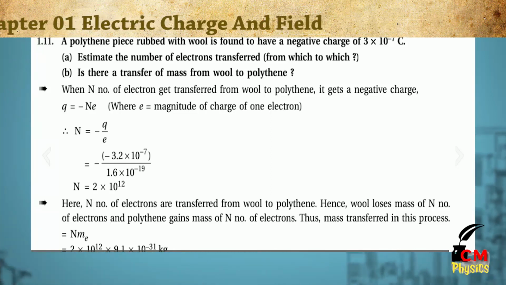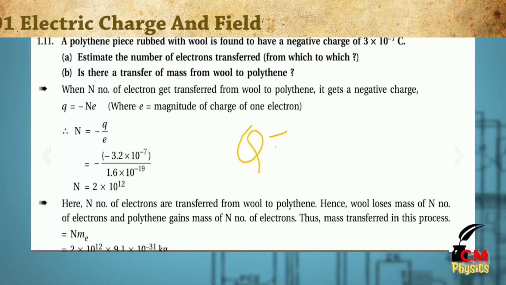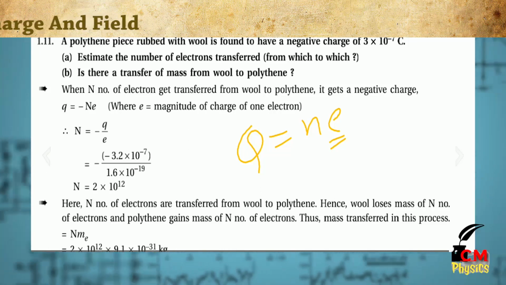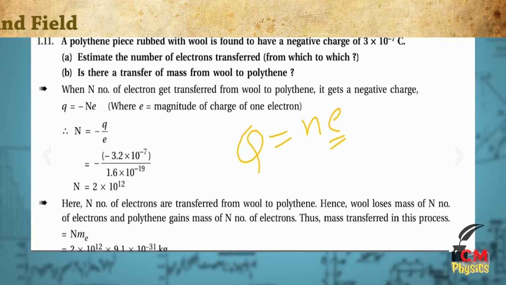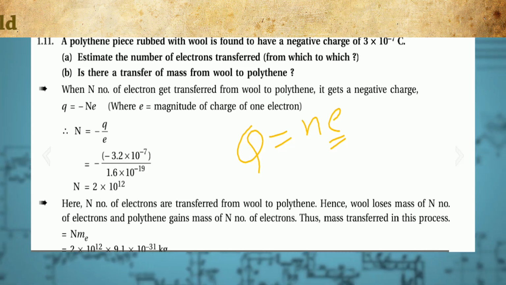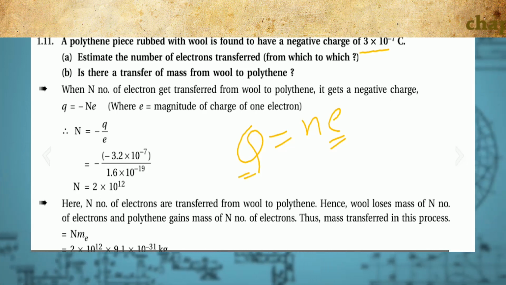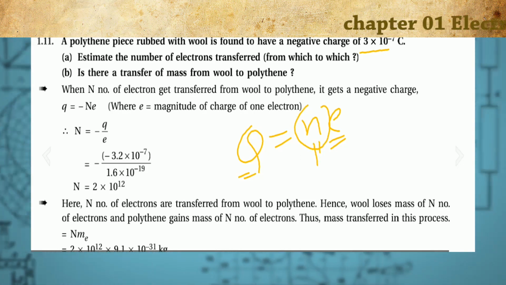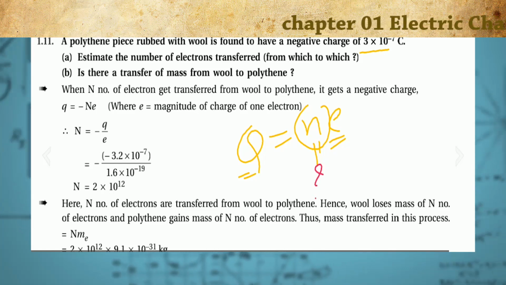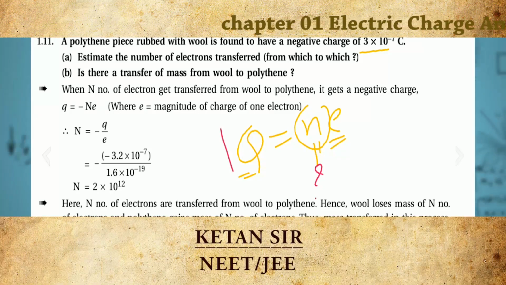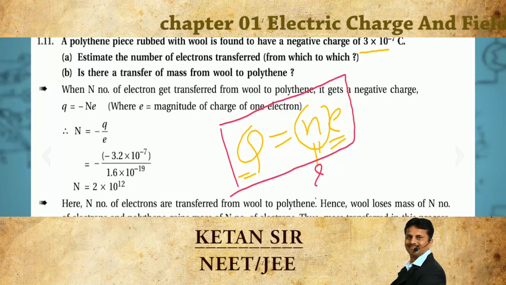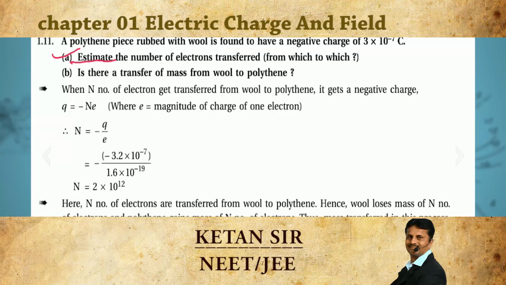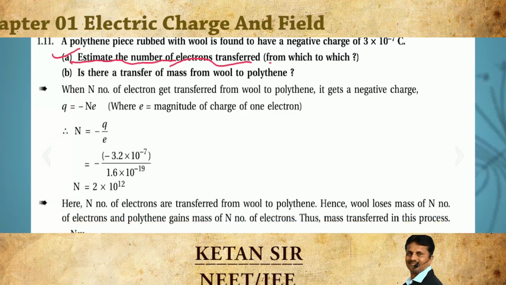तो सिंपल क्वेश्चन है. It is based on the total charge Q is equal to n times the charge of electron. We know that e is 1.6 into 10 raised to minus 19 coulomb. We are not discussing the minus sign. Total charge on the object is 3 into 10 raised to minus 7 coulomb, and we just want to find n. Then it is the quantization of charges, Q is equal to ne. Simple question. In the first part, estimate the number of electrons transferred from which to which.